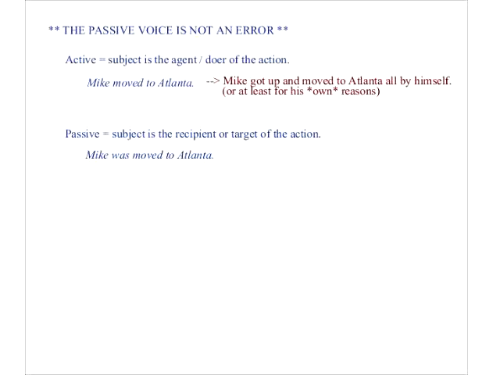It just means that a company or something, so Mike's company or employer or family or whoever else, moved him or made him move to Atlanta. This is the difference between the active and the passive voice. It's not an error, and in fact, there's not even a preference.